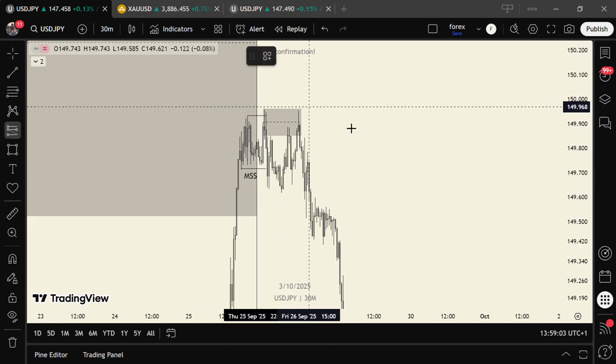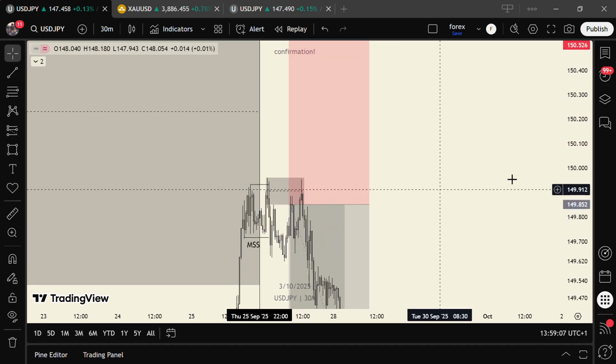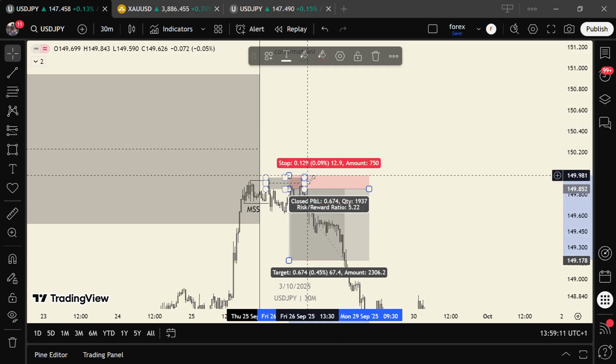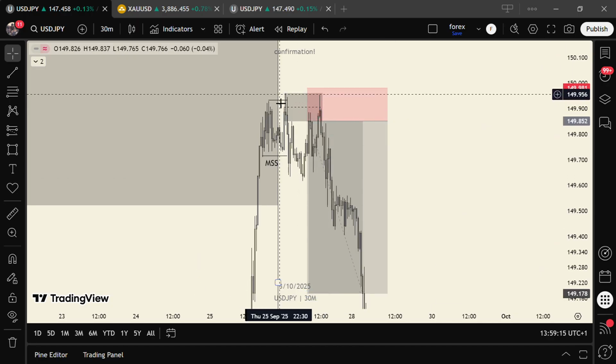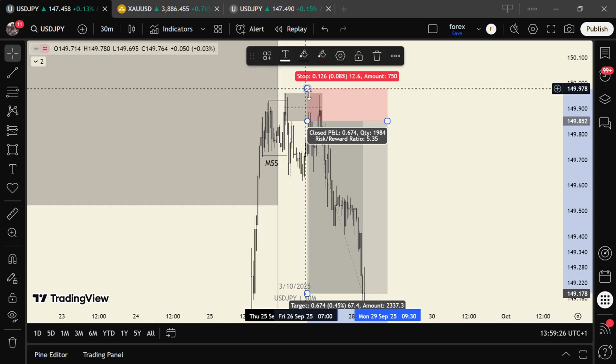So what we do, we place our sell entry right here, and what you do, you cover the high. In this case, since it's a bearish order block, a selling order block, you cover the high. You make sure your stop loss covers the high and give it a little bit of room, just in case.